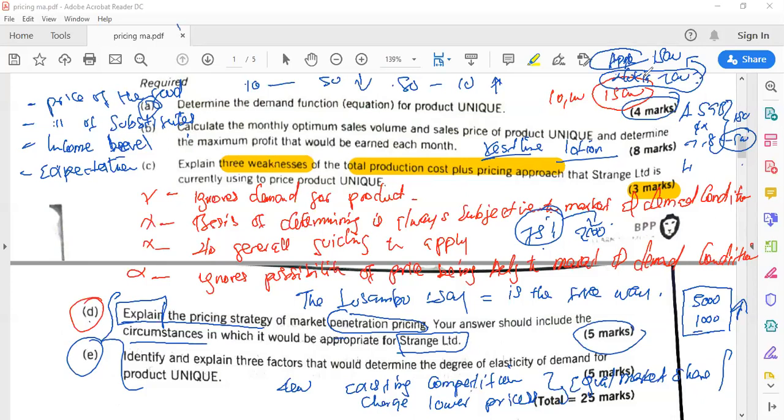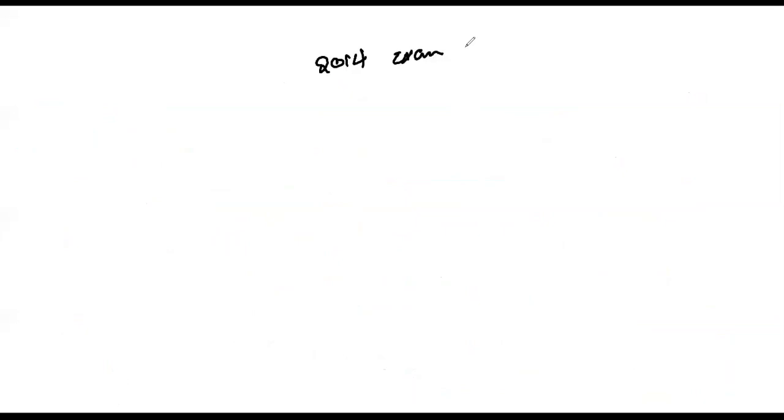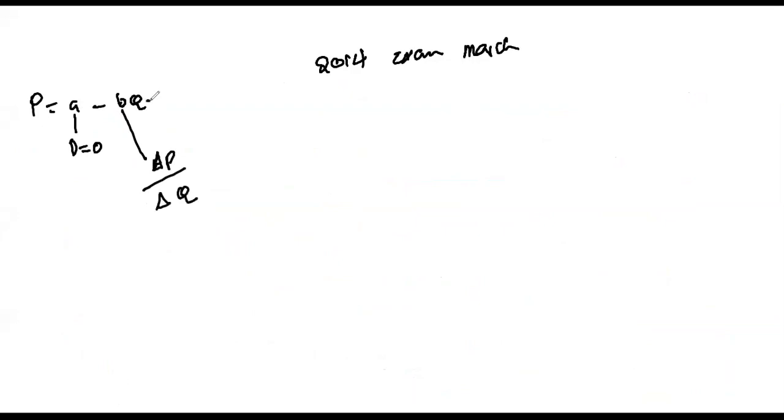This time we go to our working board. This was March. So the demand function is always the same. Price is equal to A minus BQ, where we know A is the price at which demand is equal to 0. Here, demand is equal to 0. And here we talk about the change in price over change in quantity. And then this one is simply the quantity required to maximize profit.